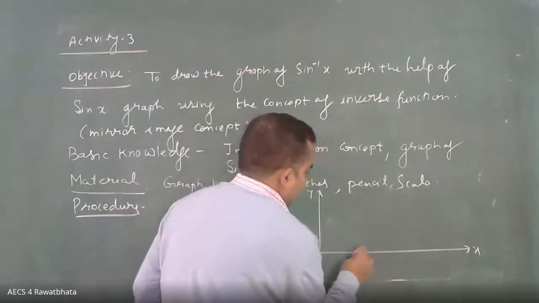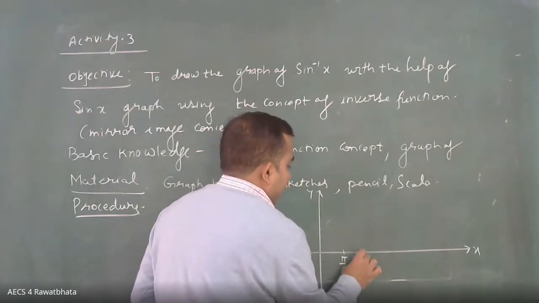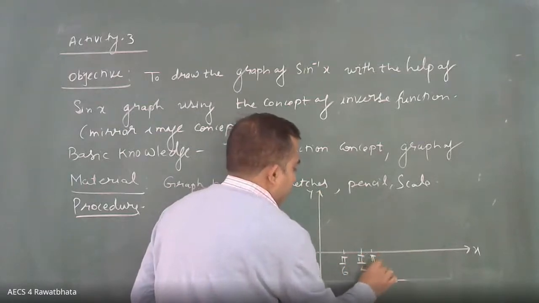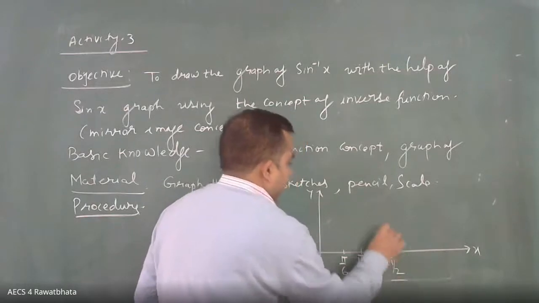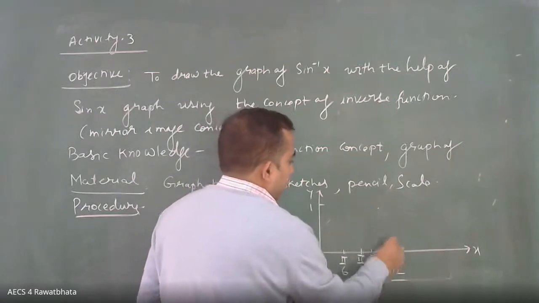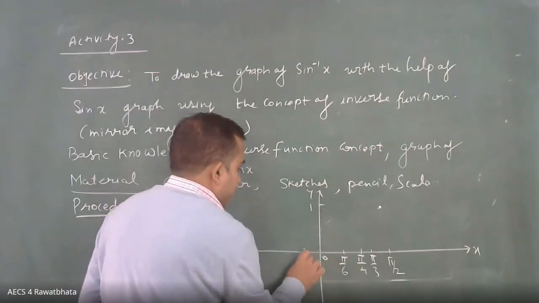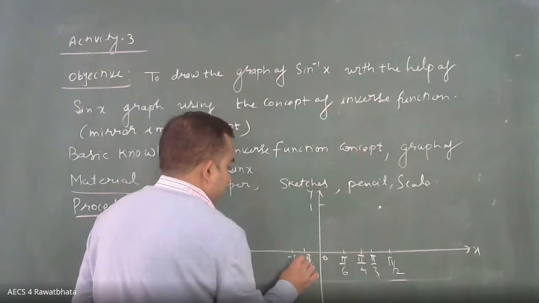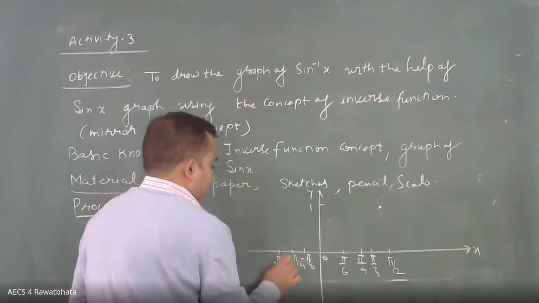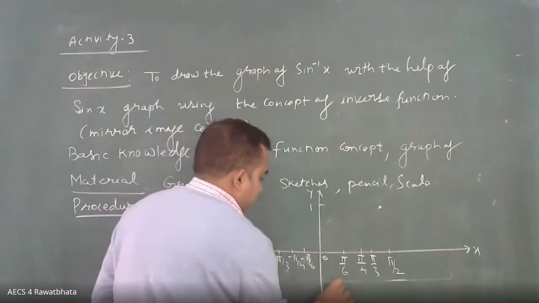You need to take pi by 6, pi by 3, pi by 4, etc. Pi by 4, then pi by 3, and then pi by 2, 90 degree. Okay, this is suppose 1. Now draw the graph of sine x. Pi by 2 is 1. Similarly in minus also you take minus pi by 6, minus pi by 4. On proper length you can take minus pi by 3, then minus pi by 2. Let it be minus 1.